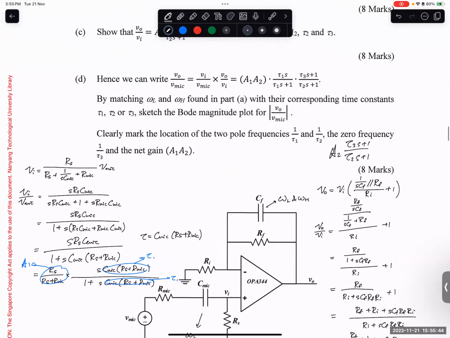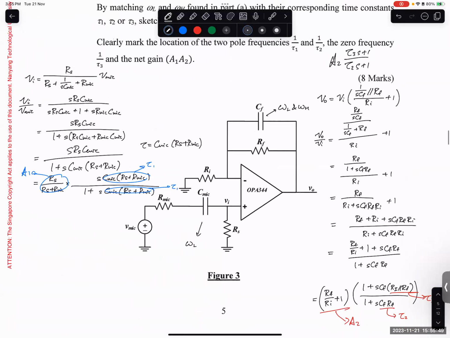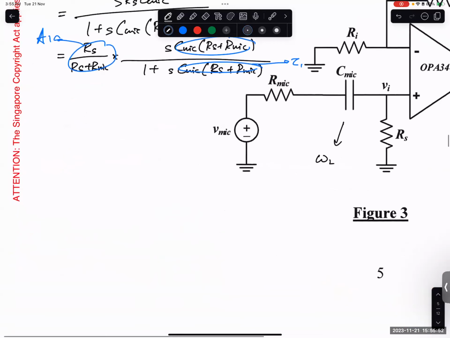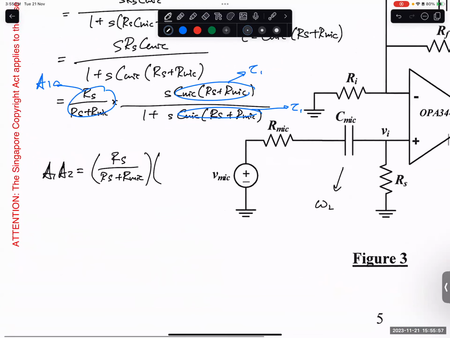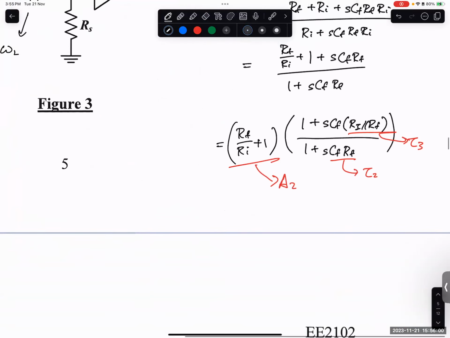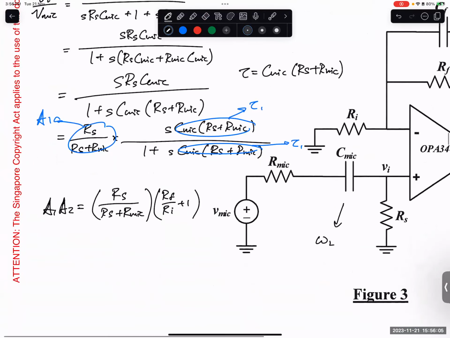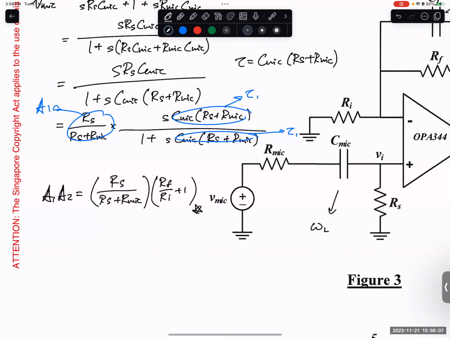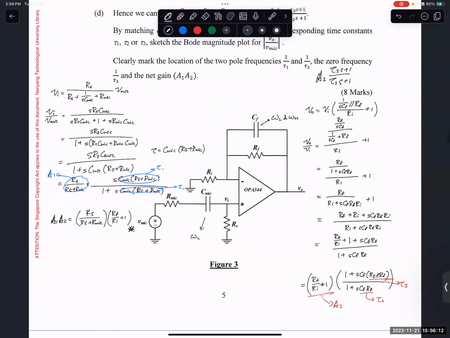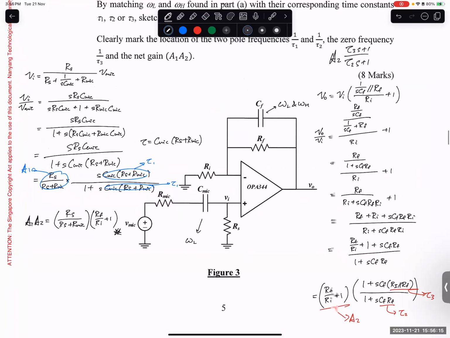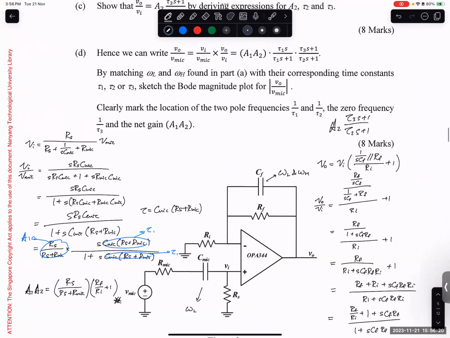Okay, so we can get A1, A2 first, which is easy. A1, A2 is RS over RS plus Rmic, and then this one is RF over RI plus 1. Like that. Once we have this, we can draw the pole and zero frequencies. So we draw the Bode plot.